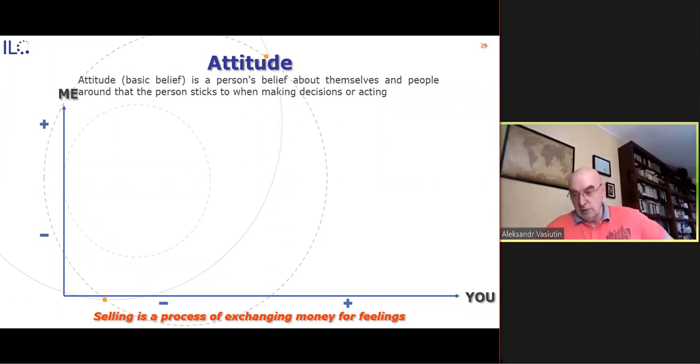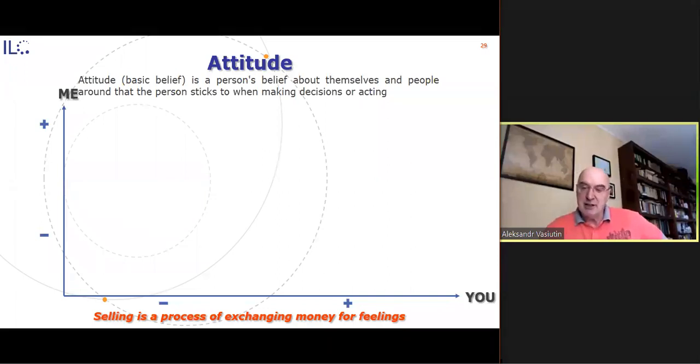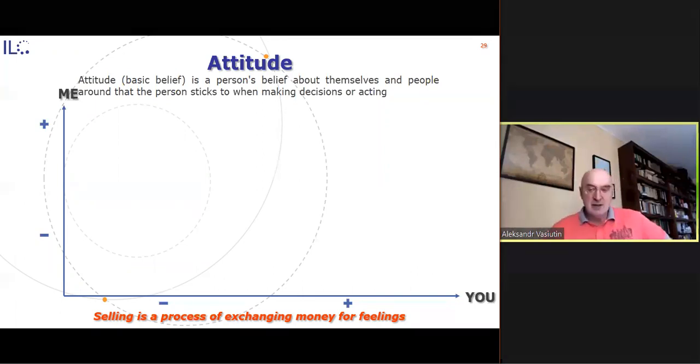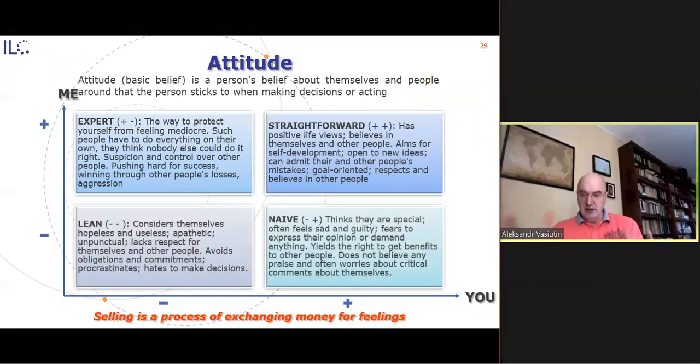And what do I think about a different person? Can I think positively or negatively? Yes, you can. And I like these quadrants. This way, the entire space and interaction between the beliefs and attitudes is divided into 4 quadrants.